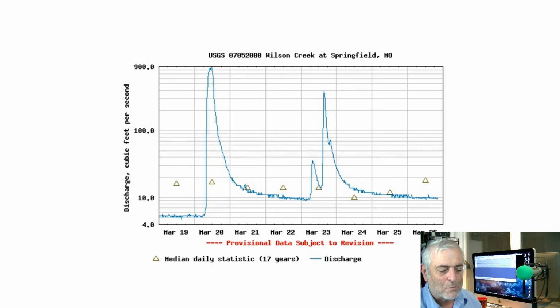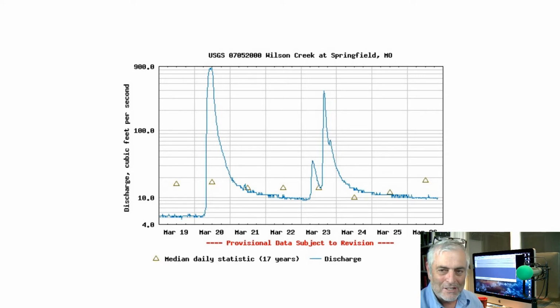And then there's the double spike on the 23rd again, right? So here's the first rainstorm, roughly a little bit before noon. Of course, it's on the south side of Springfield, right? So it would have gotten the water before the South Dry Sac actually received the same amount of rainfall. And so, boom, all of a sudden you get a spike there.